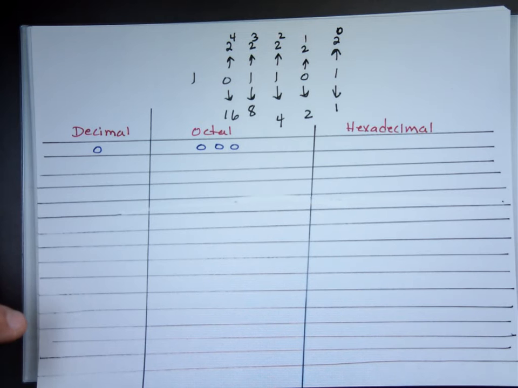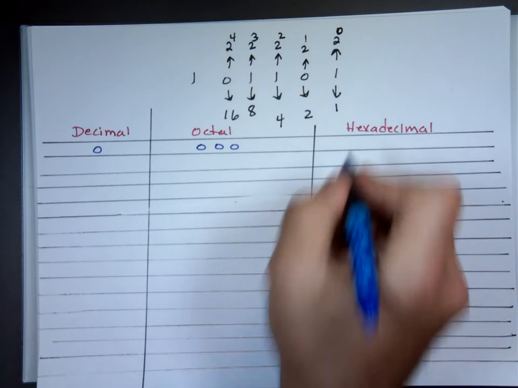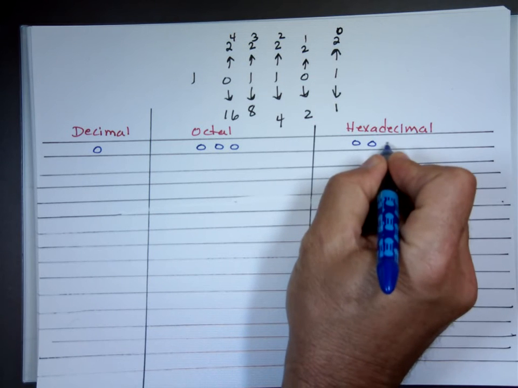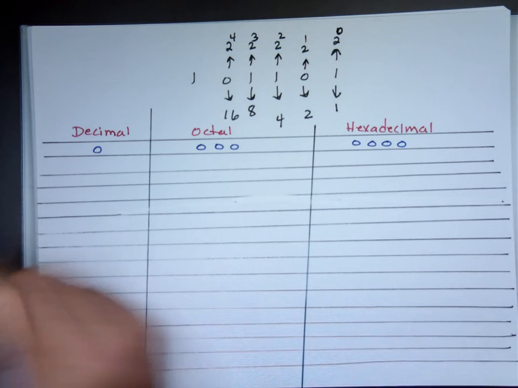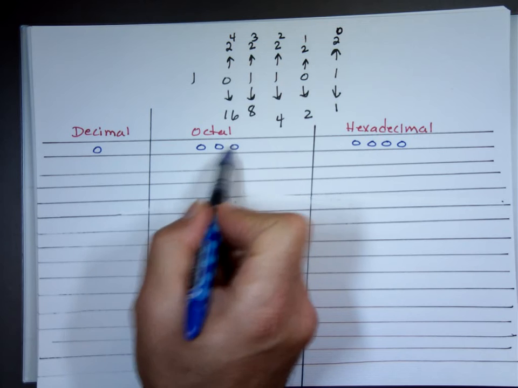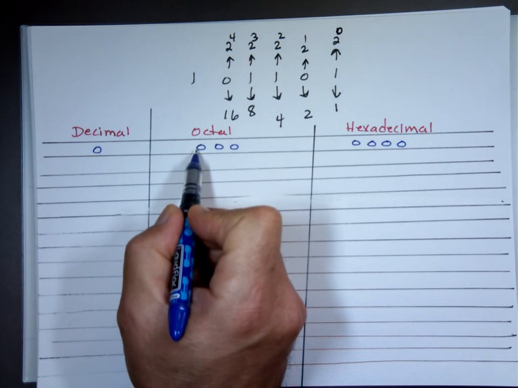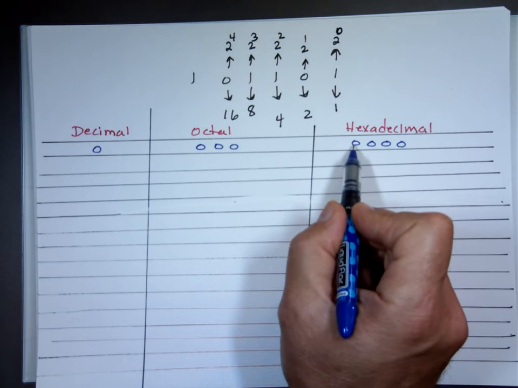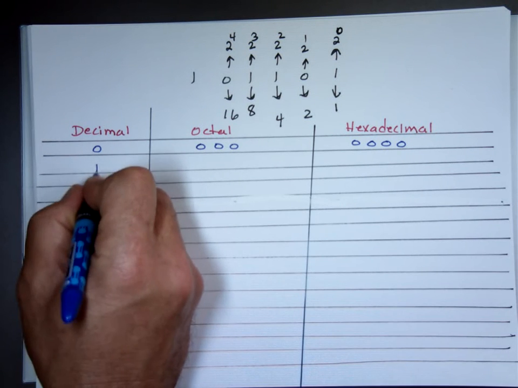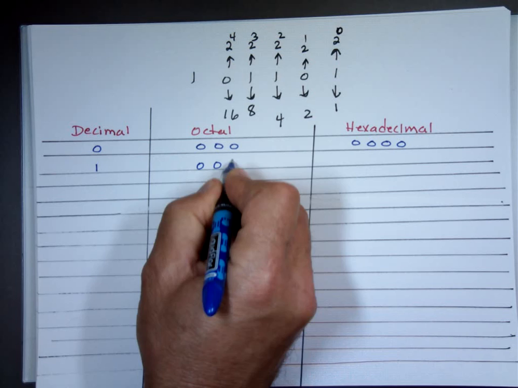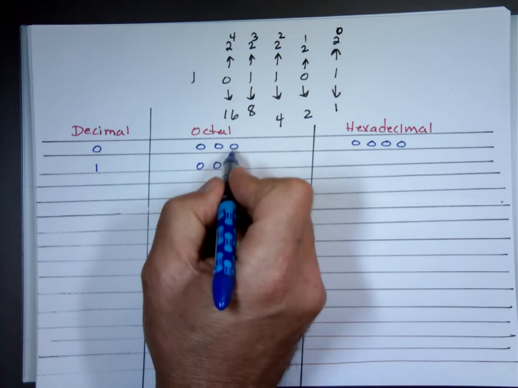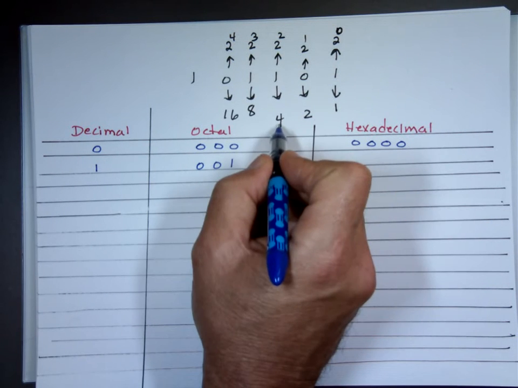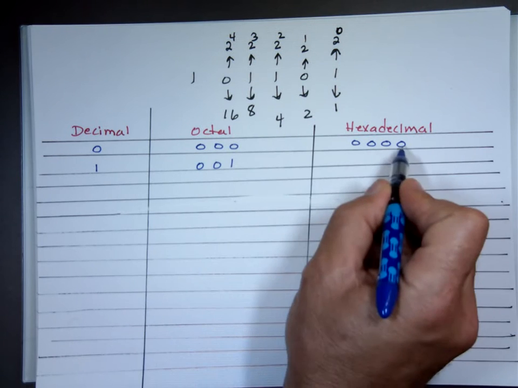2 to the 4 is what? 16. So that's why I use 4 digits for that. This is the 1s, the 2s, the 4s. The 1s, the 2s, the 4s, and the 8s. So the 1 here, it's 0, 0, 1 in octal. The 1s, again, 1s, 2s, and 4s. If it's 3 digits; if it's 4 digits, 1, 2, 4, 8.